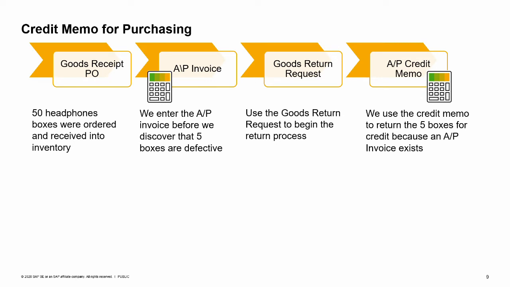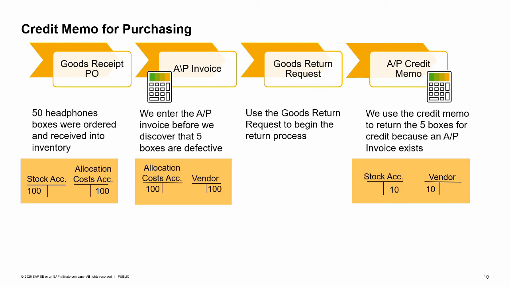Here we enter the reason for the return and any information from the vendor about how to return the product. Since the invoice had already been created, the system creates an AP credit memo from the goods return request. We cannot create a goods return with reference to the goods receipt PO since an AP invoice already exists. The AP credit memo has the same effect as a goods return.